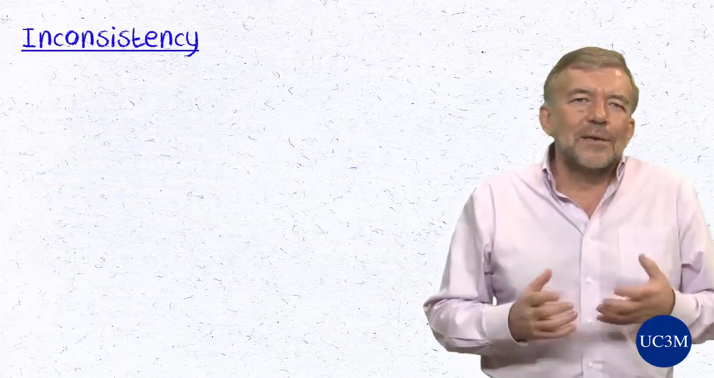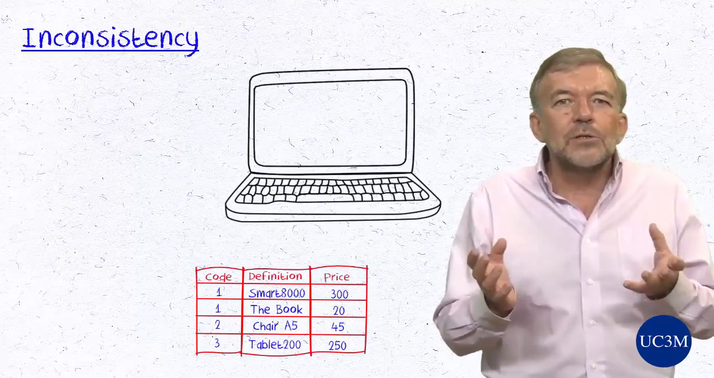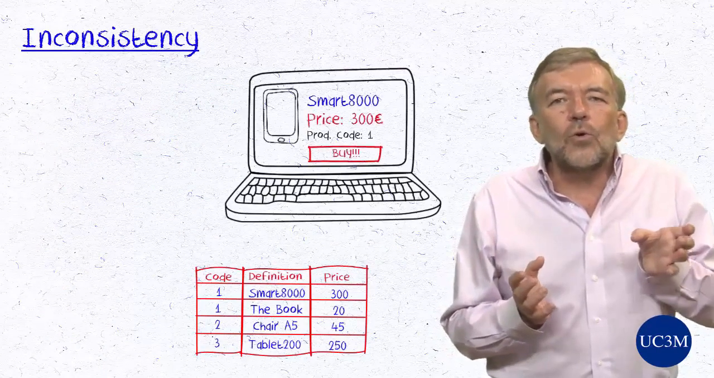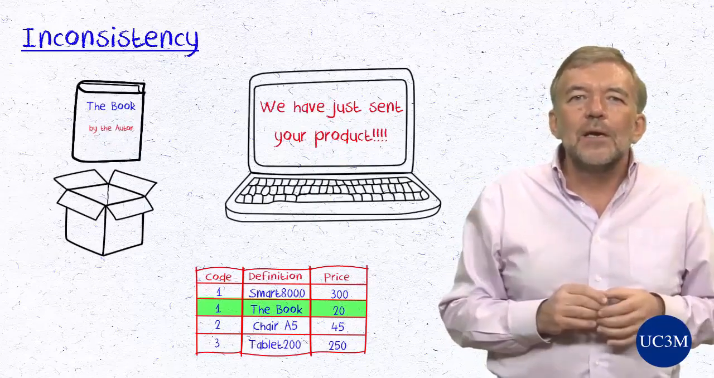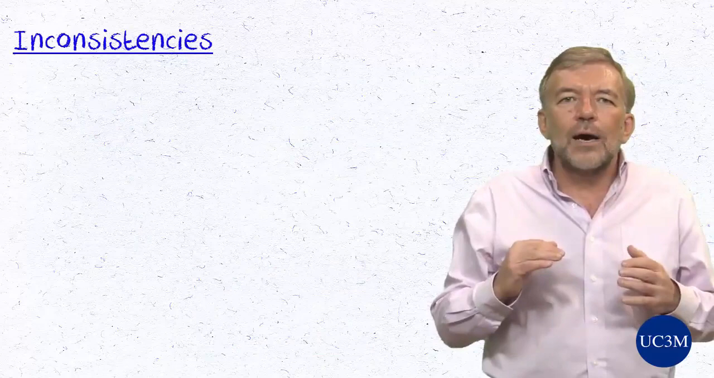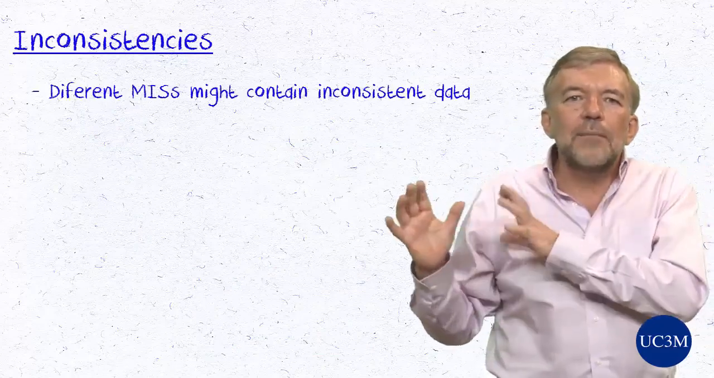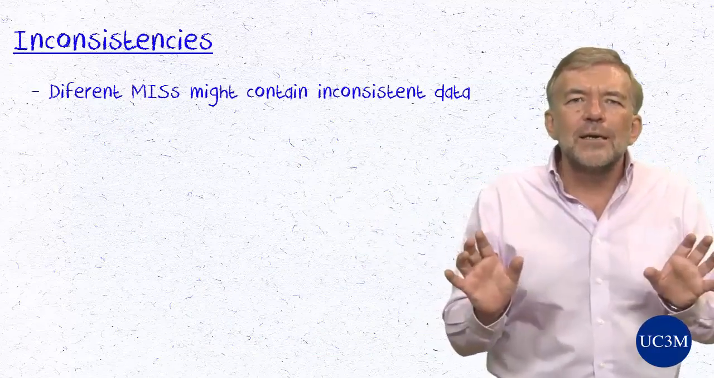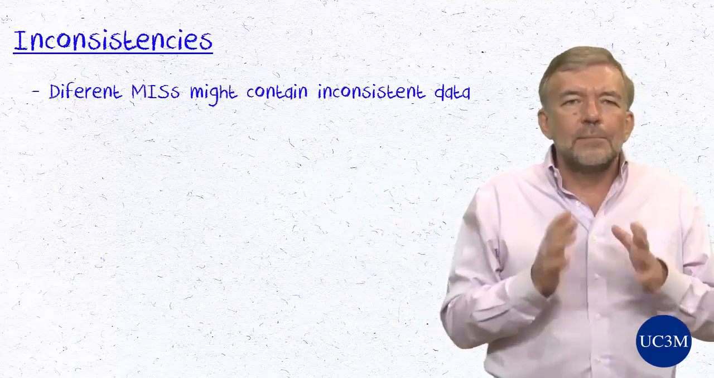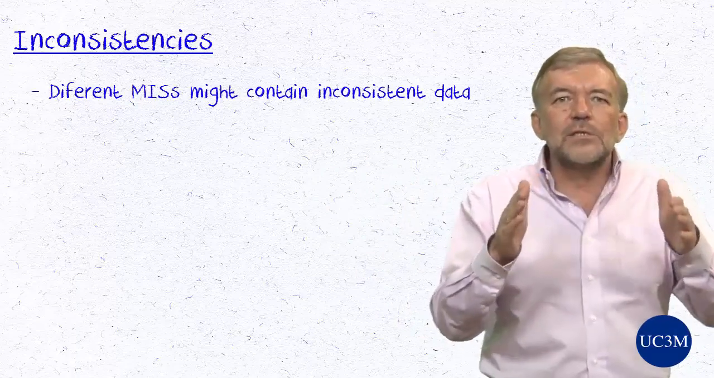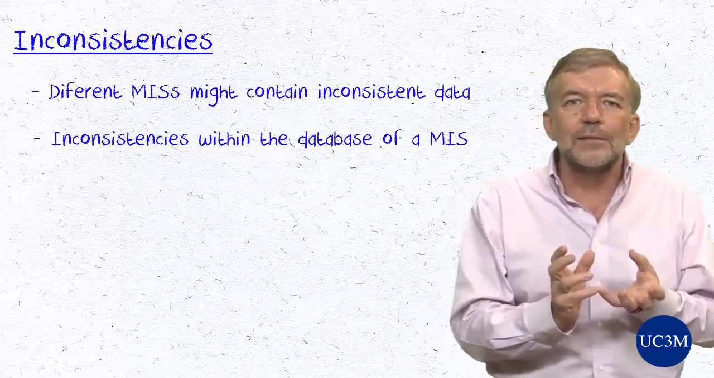Inconsistent data can be a major issue for corporations. For example, inconsistency in product codes might lead to a customer ordering one product and being delivered a different one. Inconsistencies might occur at different levels. Different management information systems might contain inconsistent data, and we will deal with that issue later on in this course. Besides, a given management information system might contain inconsistencies within its own database.